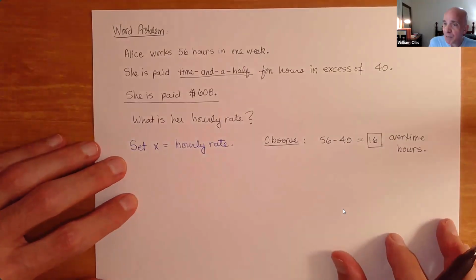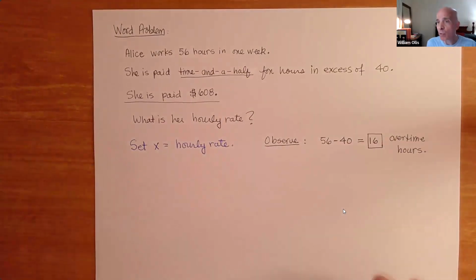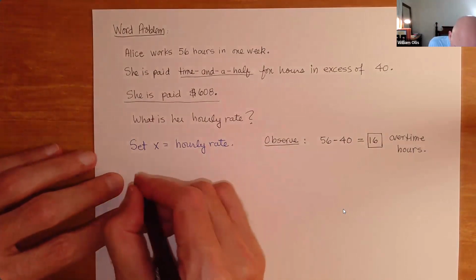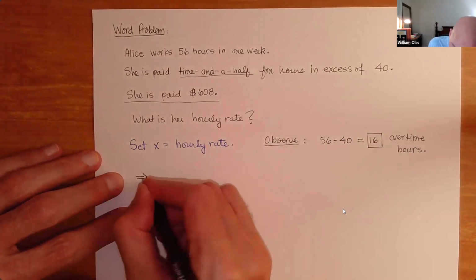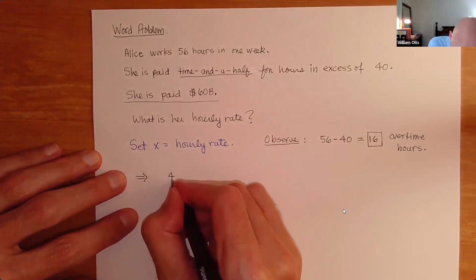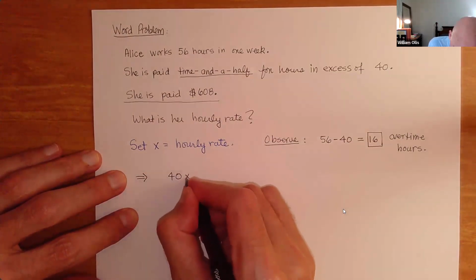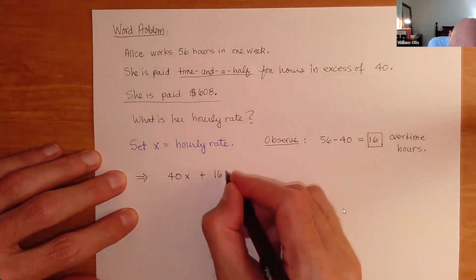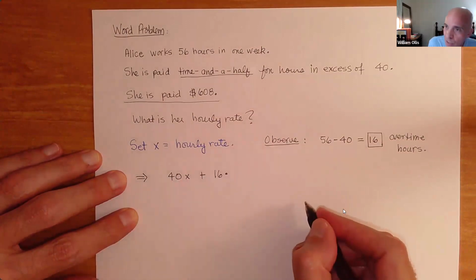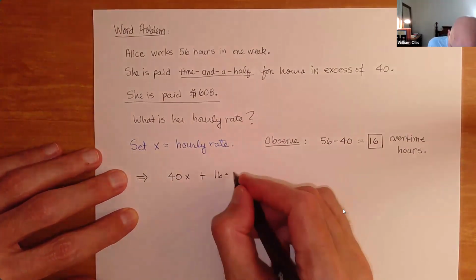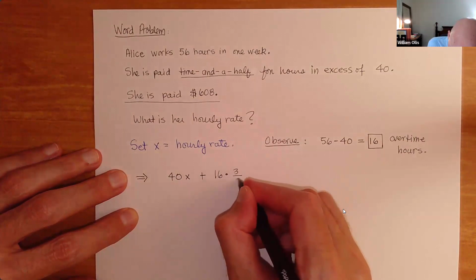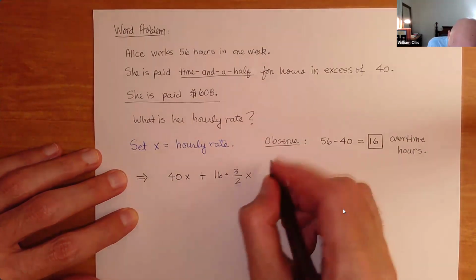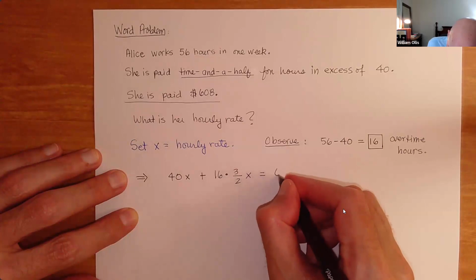So now we simply apply the hours times the hourly rate, and time and a half gives us 1.5 or 3/2. So this implies 40 hours times X plus 16 hours times 3/2 X equals 608.